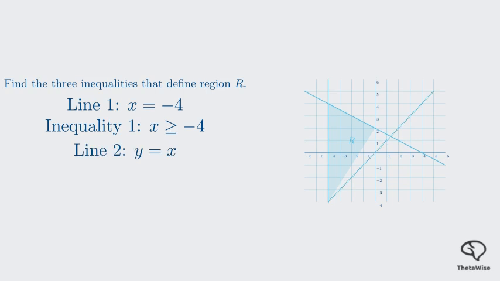It passes through the origin point 0, 0 and the point 1, 1. This is the line y equals x. Because the line is dashed, the inequality is strict. The region R is above the line, so y is greater than x.